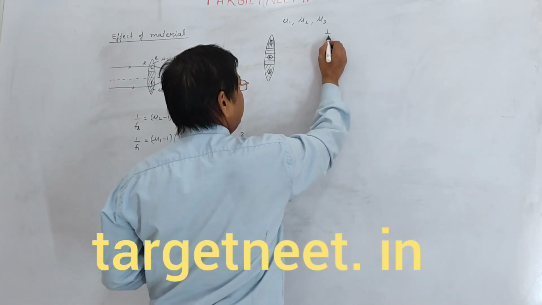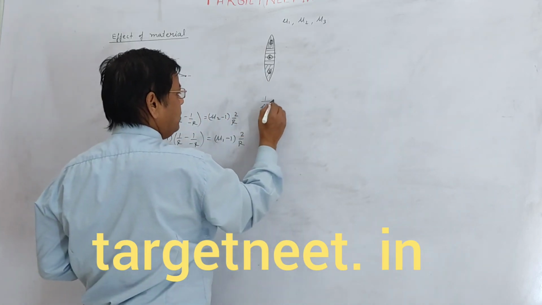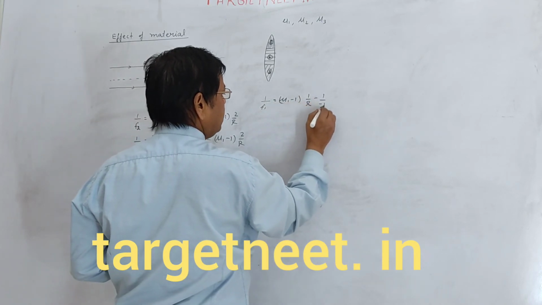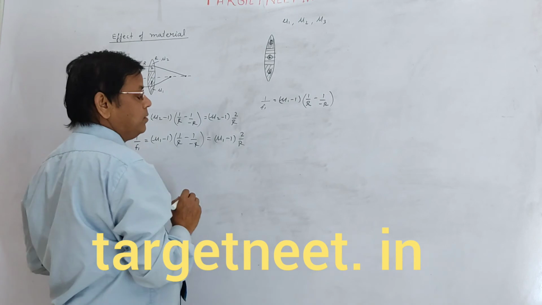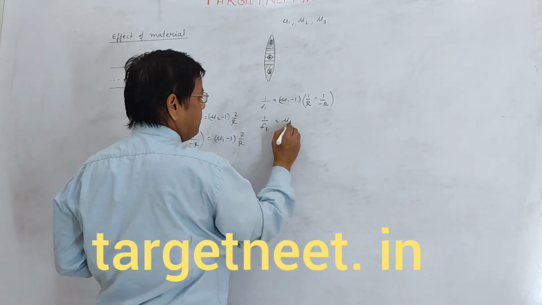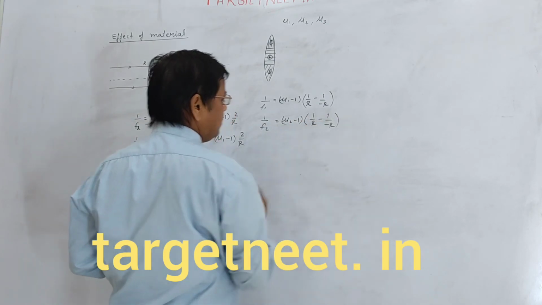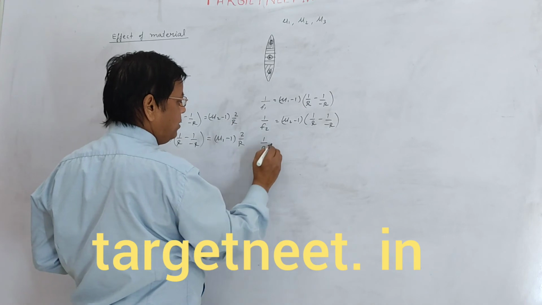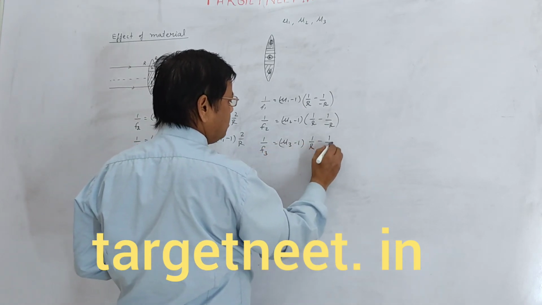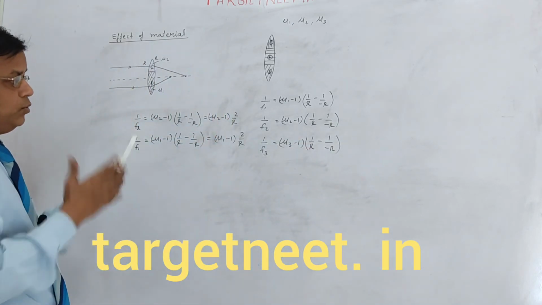So 1 upon f1 will be mu1 minus 1 upon r minus r. So this is the focal length of the first part. Similarly, the focal length of the second part is mu2 minus 1 by r minus r, and the focal length of the third part is mu3 minus 1 by r minus r. So the three parts have different focal lengths, you see.